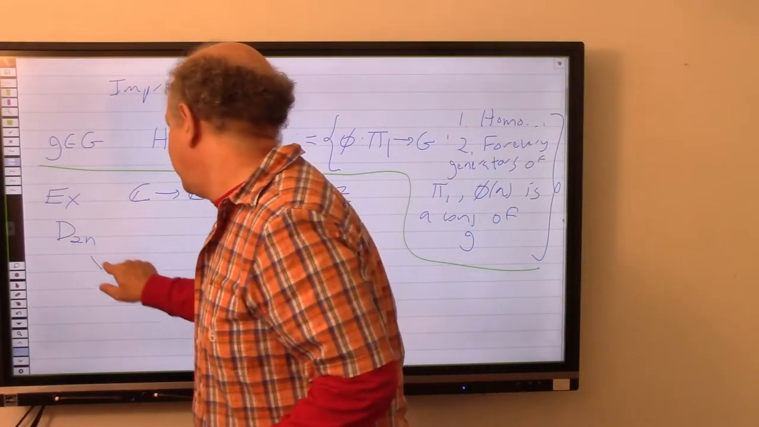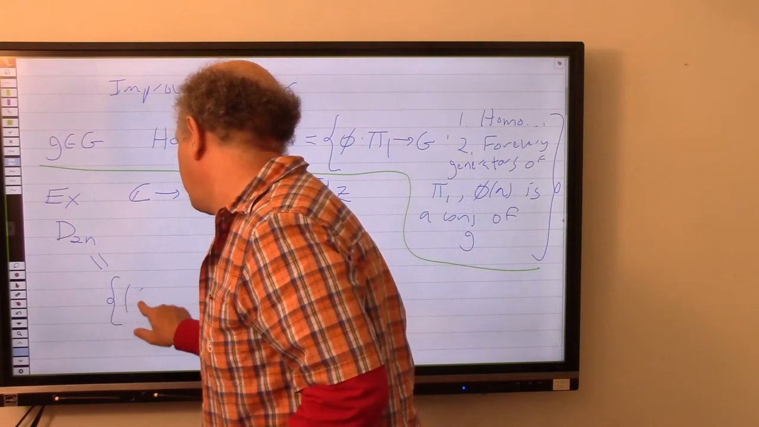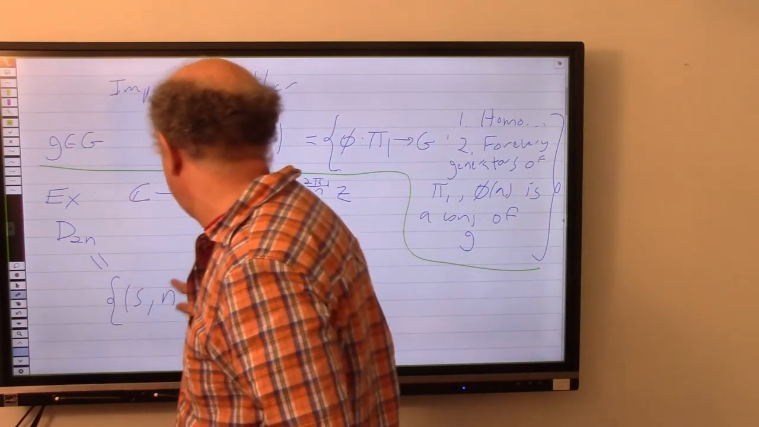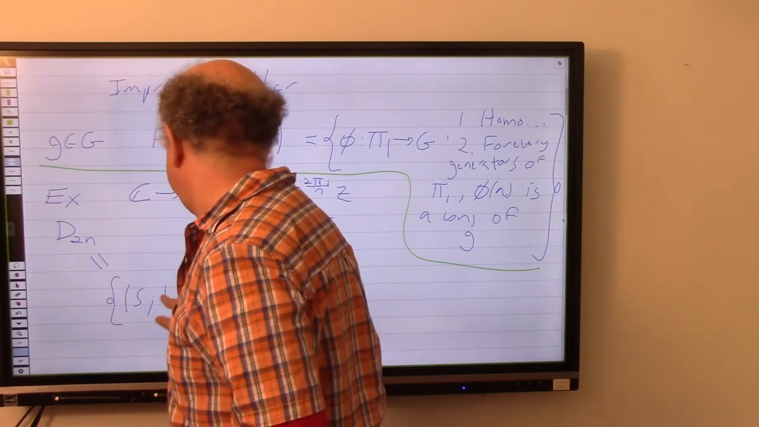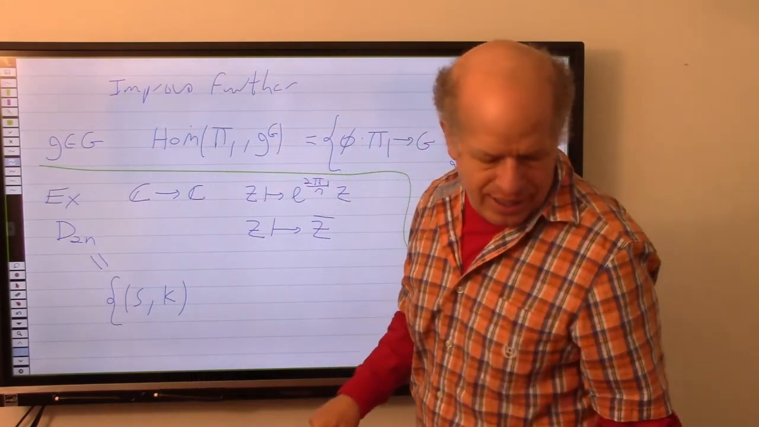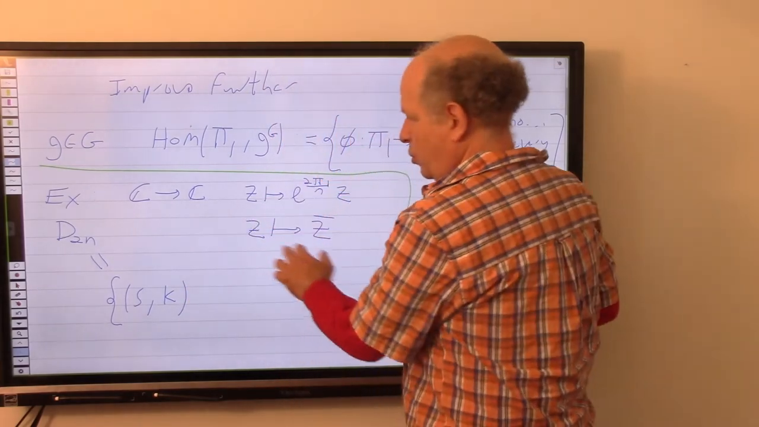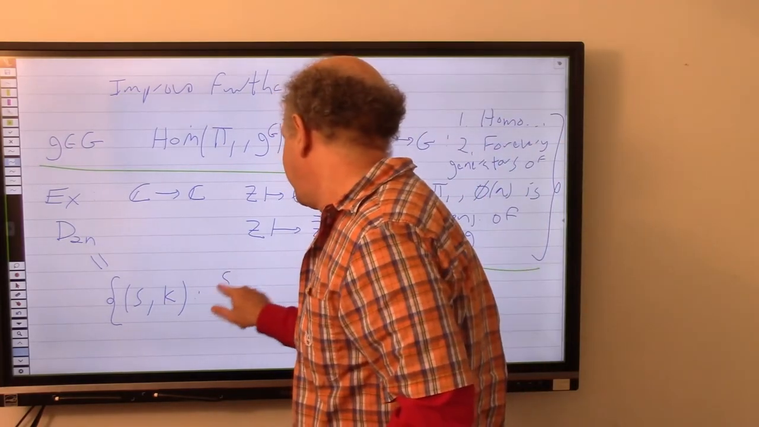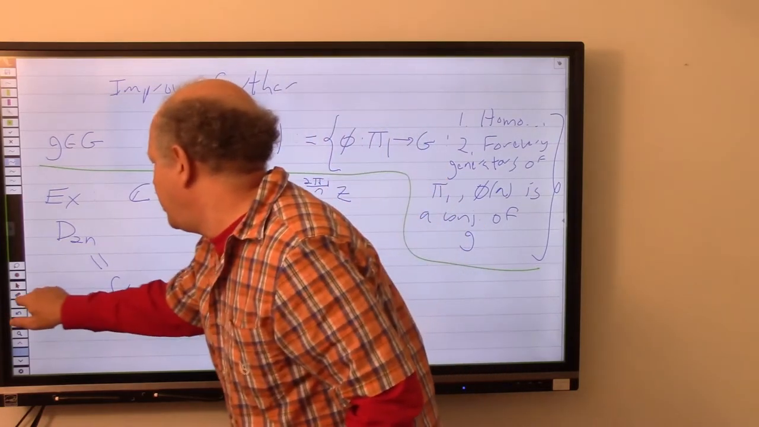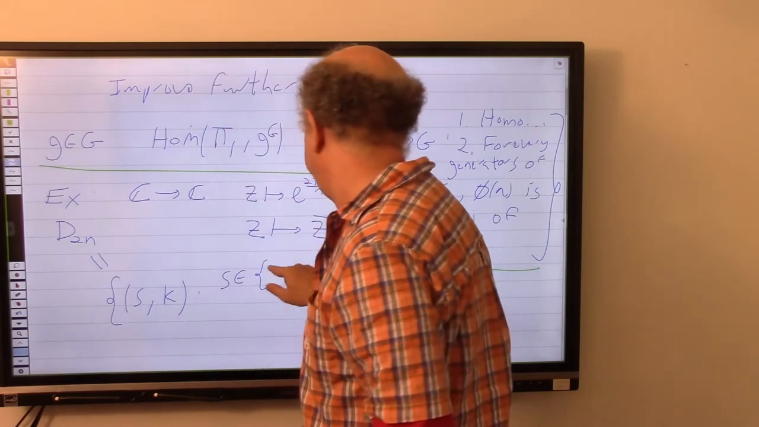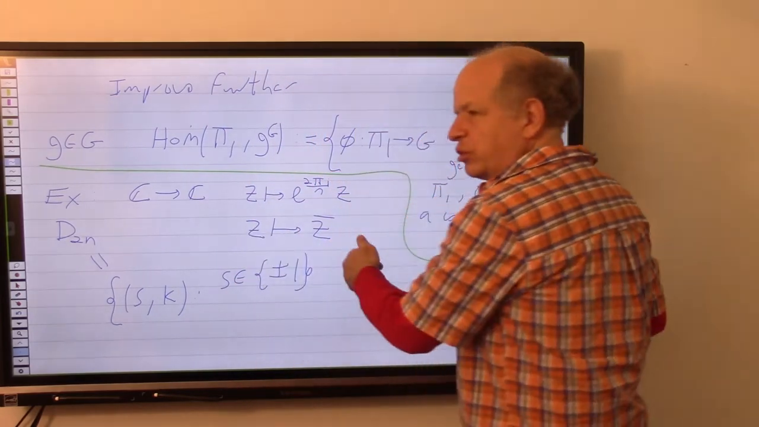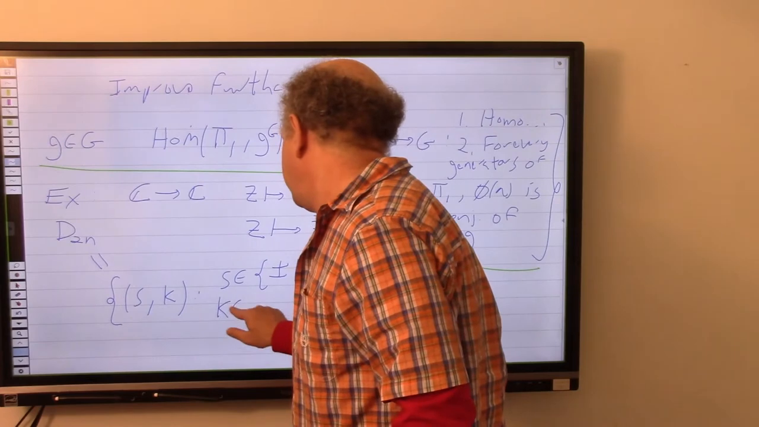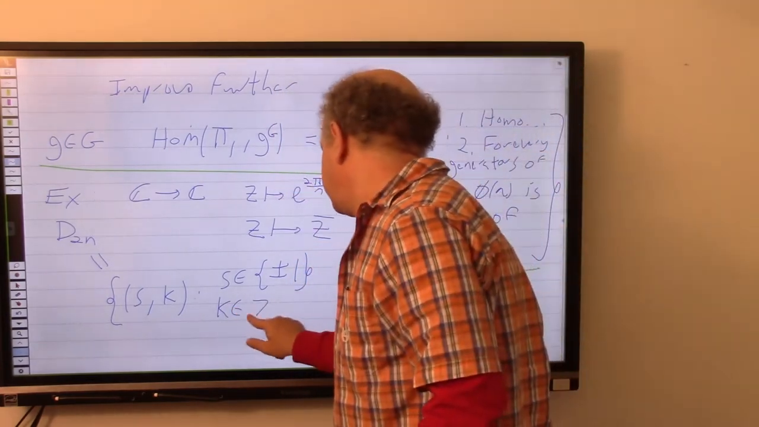So a different way to say it is that this group is the group of pairs s, k. I shouldn't have used n because n I've already used. So it's the group of pairs s, k, where s stands for whether or not you apply the conjugation. So s really is either plus 1 or minus 1, where plus 1 means do not conjugate and minus 1 means conjugate. And k is an integer from 0 to n, which really means that it's an element of Z mod n.